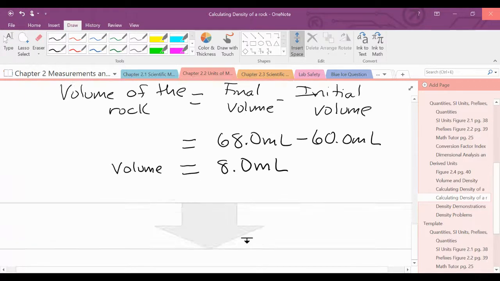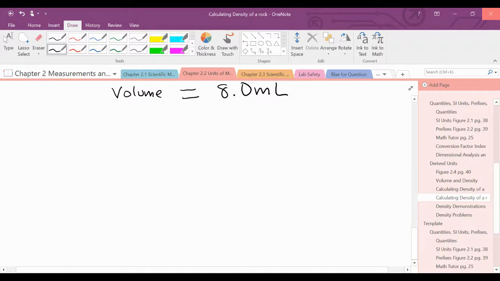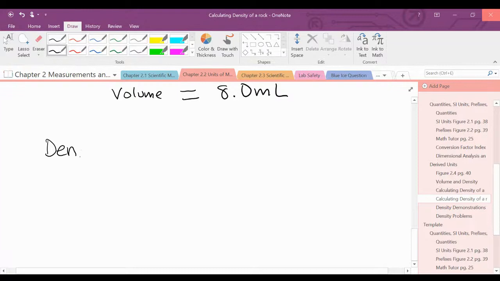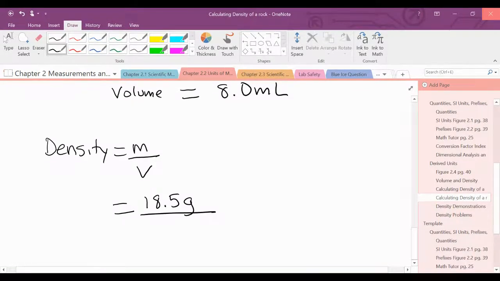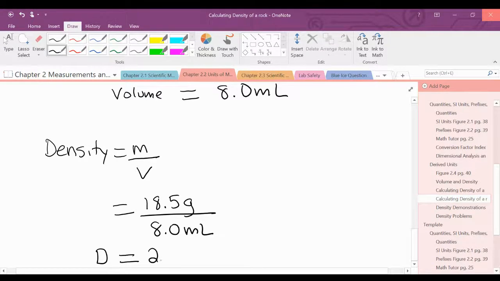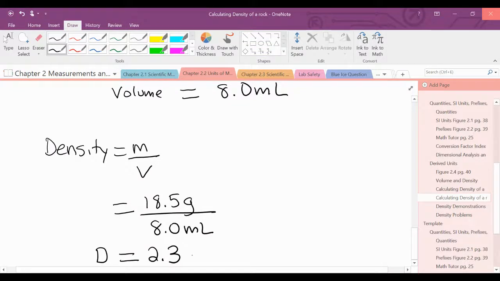Now that I have the mass and the volume, we can calculate the density. So the density equals mass divided by volume. The mass of the rock was 18.5 grams that we saw from the electronic balance. We calculated the volume as 8.0 milliliters. Plug that into your calculator. Again, I am going to round for sig figs, which we'll talk about next week. I get 2.3 and it's grams per milliliter.